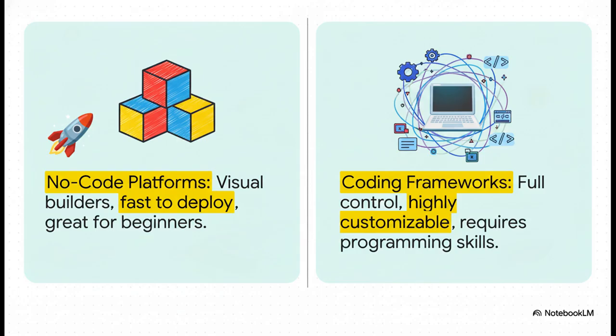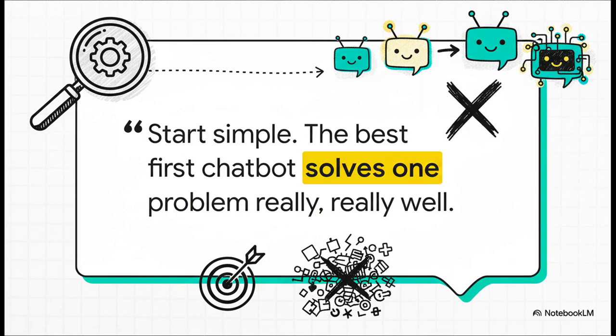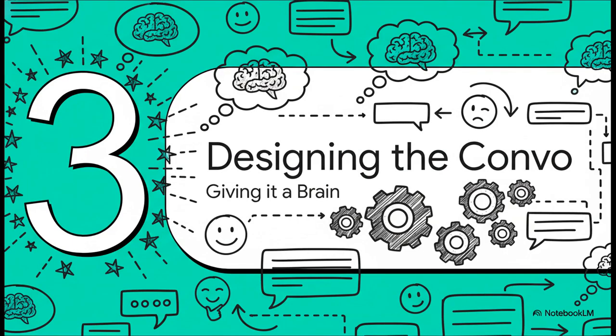Then, on the other side, you've got coding frameworks. This is where you get full control, total customization. But yeah, you've got to know how to code, and it's going to take more time. Honestly, for your first bot, a no-code platform is usually the way to go just to learn the ropes. And look, this might be the single most important piece of advice I can give you. No matter what tool you end up choosing, start simple. You're not trying to build the next super intelligent AI right out of the gate. Your goal is to build a chatbot that solves one problem, and one problem only, but solves it really, really well.